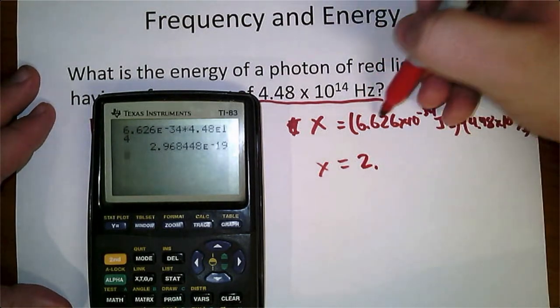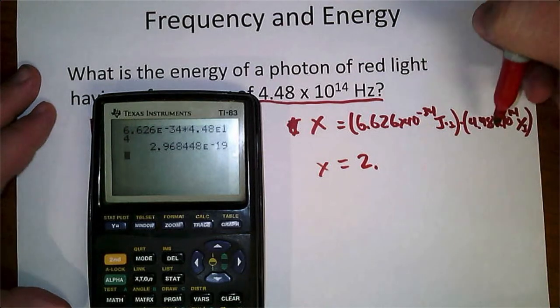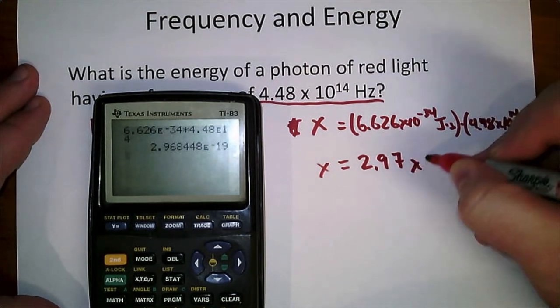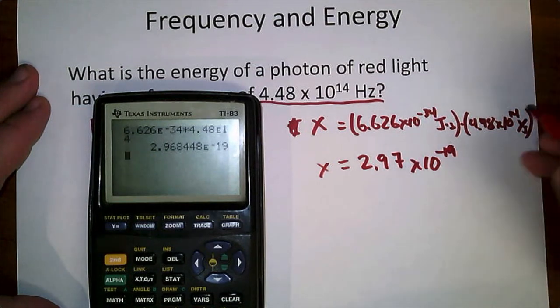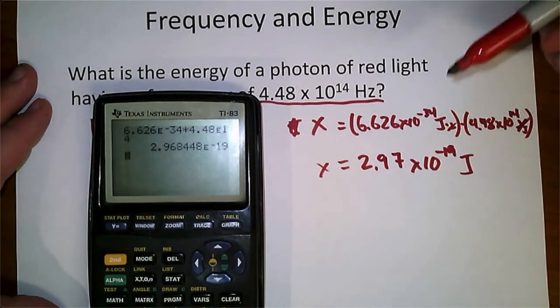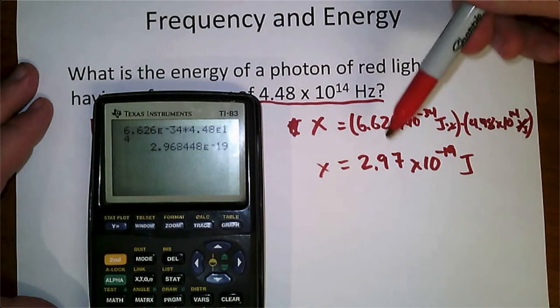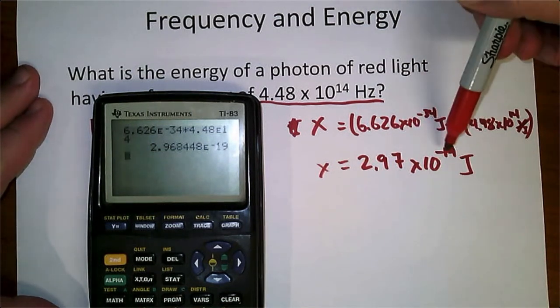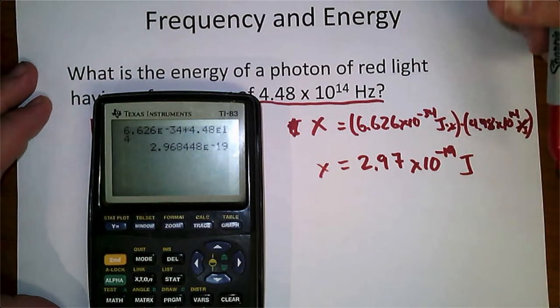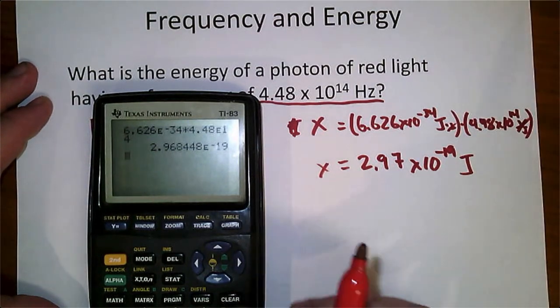I get 3 significant figures, so I'm going to round that to 2.97 times 10 to the negative 19. The per second and the second cancel each other, so we're left with joules. So a red light photon would have 2.97 times 10 to the power of negative 19 joules of energy. Not a lot. It's a pretty low energy photon of light.